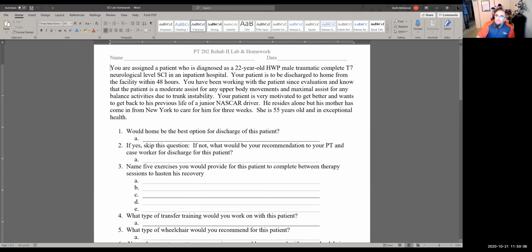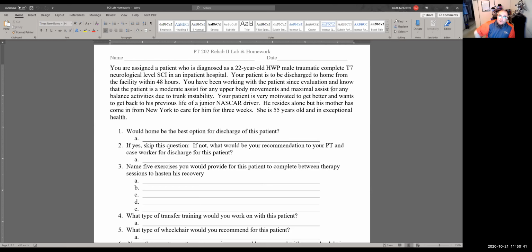Just saying. They're a male traumatic complete T7 neurological spinal cord injury. So this guy is a complete spinal cord injury. Does he have bowel and bladder? No. Good. Your patient is due to be discharged to home from the facility within 48 hours. You've been working with this patient since evaluation and know the patient is a moderate assist for upper body movements, maximal assist for any balance activities during trunk instabilities.